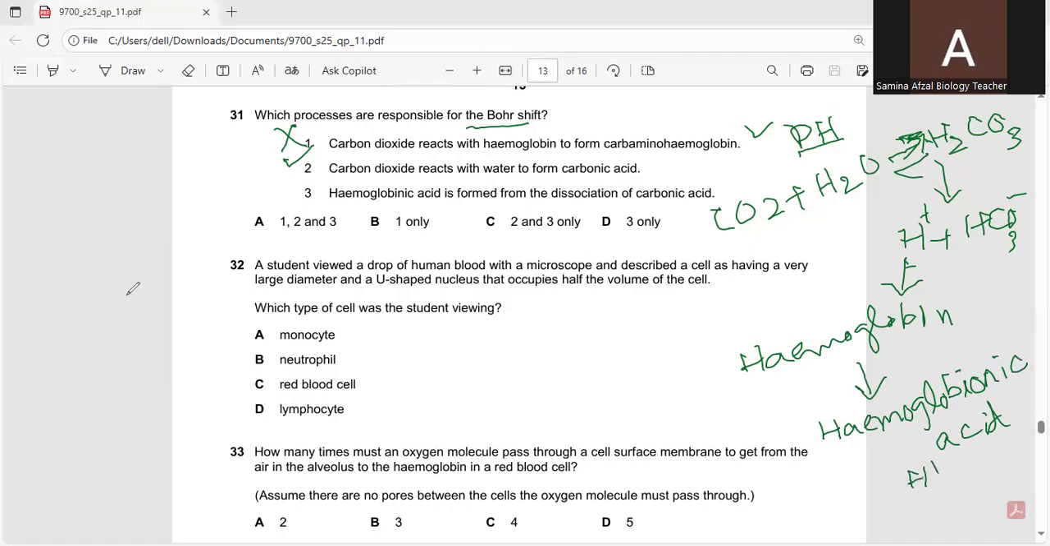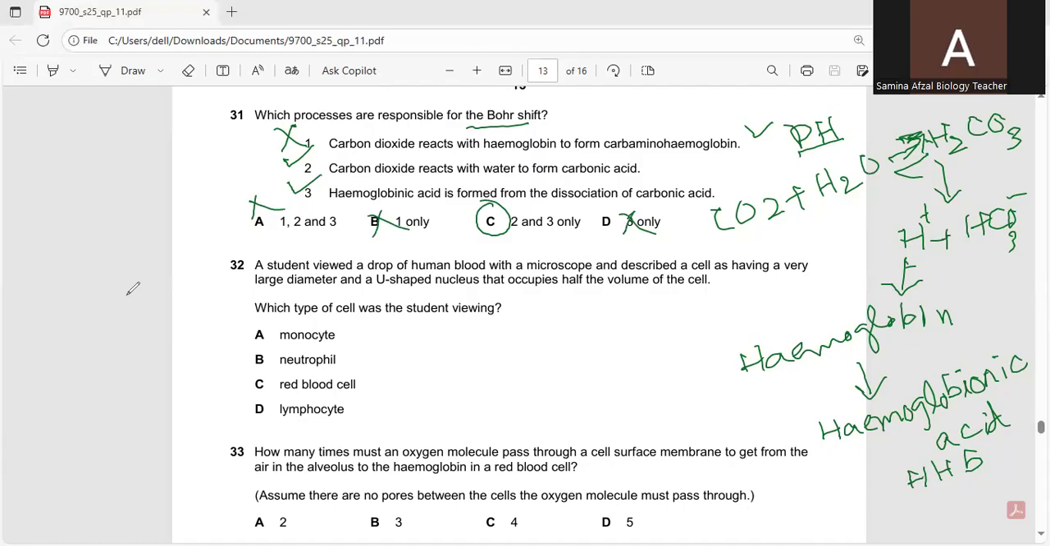It will be HHb. So the binding of these hydrogen ions to the hemoglobin molecule causes a change in its shape, which reduces its affinity for oxygen. As a result, oxygen is released more easily to the tissues. Therefore, the main processes responsible are statement number 2 and statement number 3. So according to these statements, C is the correct option. A, B, and D are not the correct options.